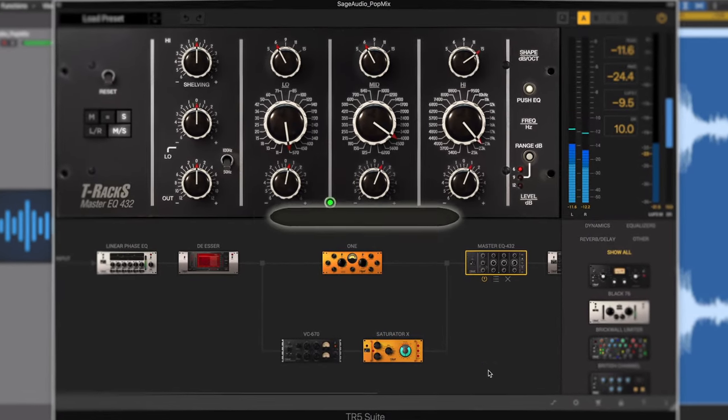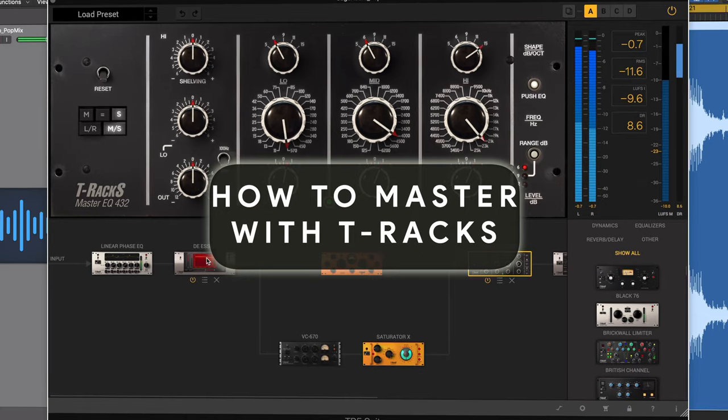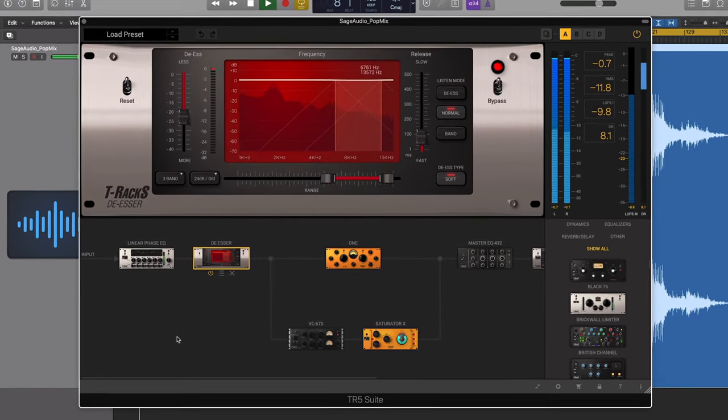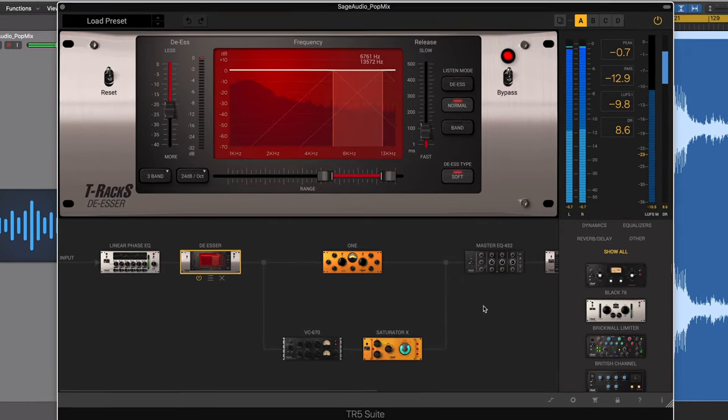Today we're looking at how to master with T-RackS. We'll use the T-RackS 5 Suite plugin and perform all of our routing and processing using solely IK Multimedia plugins.